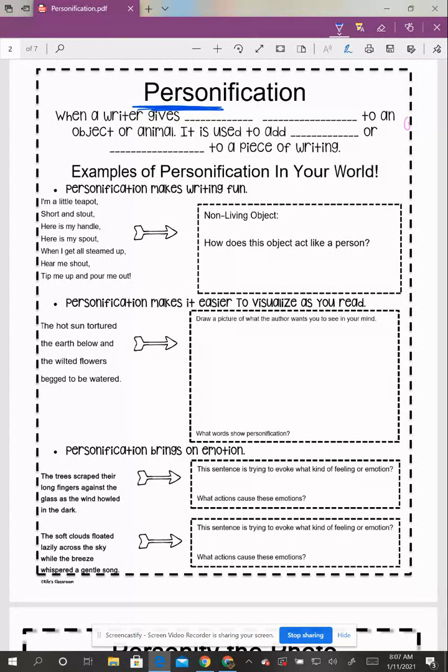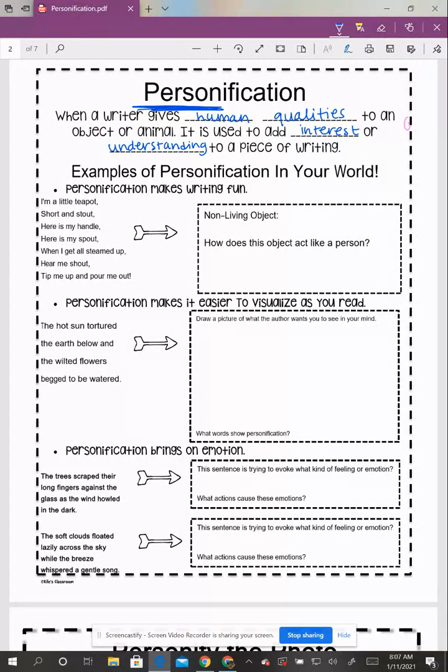Personification is when a writer gives human qualities to an object or an animal. So, for example, if you were looking at a tree, you might say that it has bending arms. Well, the arms aren't really on the tree, they're branches, but that's the kind of quality we gave it. It's used to add interest or understanding to a piece of writing.